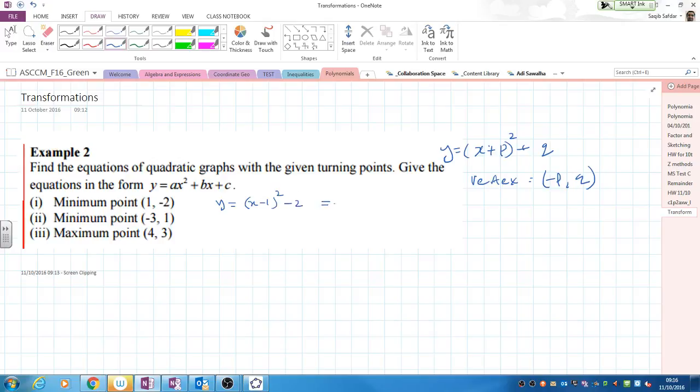Excellent. If you expand that out, has anyone expanded that out? What do you get? x squared minus 2x minus 1. Excellent. Okay, so there's our quadratic.